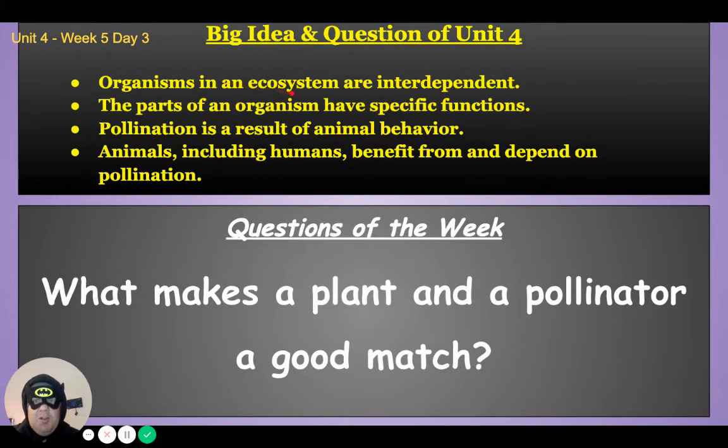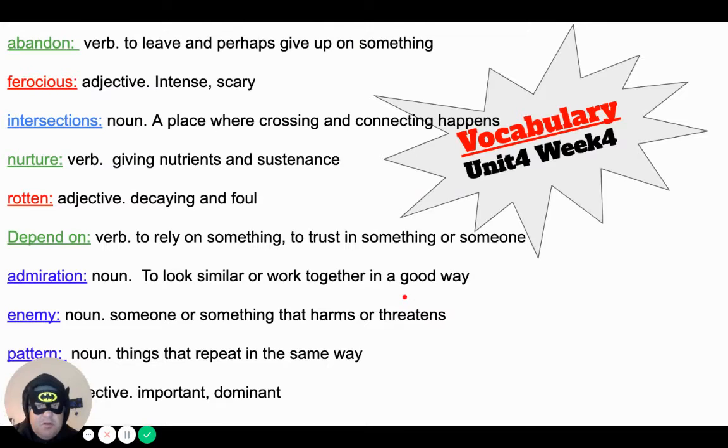Remember, organisms in an ecosystem are interdependent. The parts of an organism have specific functions. Pollination is a result of animal behavior. Animals, including humans, benefit from and depend on pollination. Question of the week: what makes a plant and a pollinator a good match?